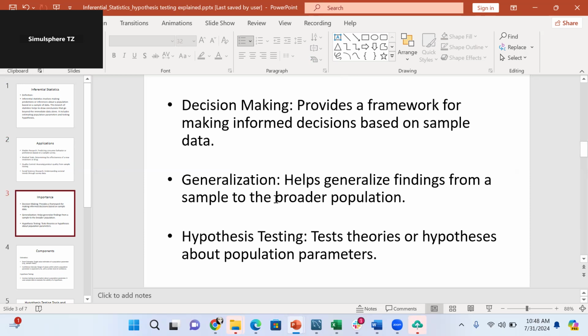It is good for generalization. So whatever findings you get from your sample data, you can apply it to a broader population, and it is useful for hypothesis testing to test theories or hypotheses about population parameters.